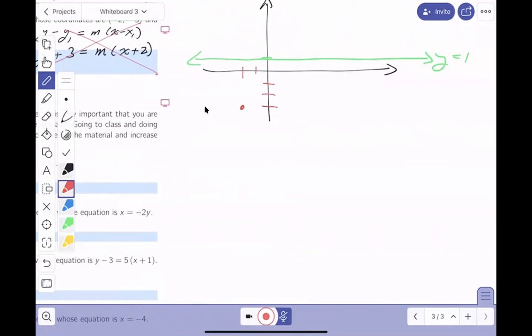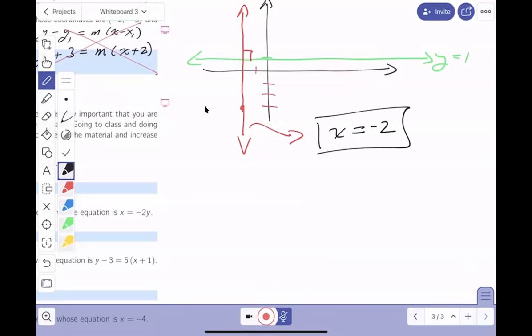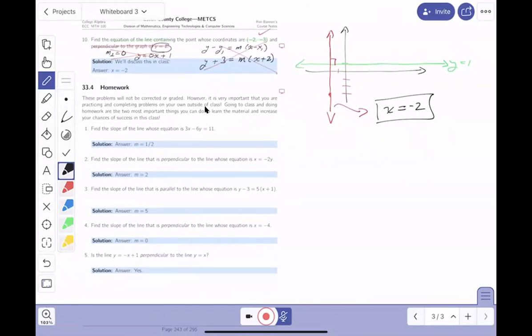What do I know? The other line is perpendicular to this line over here. Perpendicular. Do I know the equation of this line? I do. It's a vertical line. And what's the equation of a vertical line? x equals, what does x equal? Minus 2. Let's go to my answer key, see if we got it right. I'm looking at the key and we got that one right.